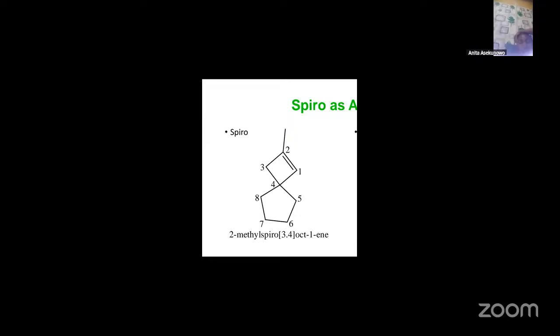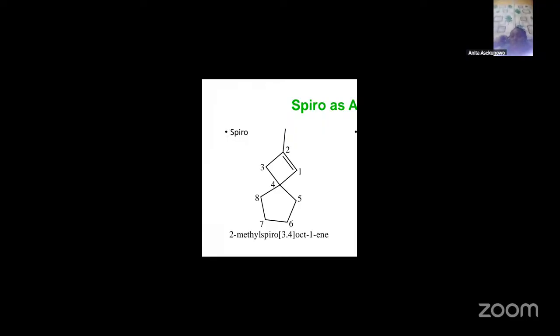Now, carbon number 2 is where we have our substituent methyl, and the double bond is on carbon number 1, and the total number of carbons is 8, making it oct. And the bridge that connects the first ring with the second ring is 3 and 4. So that's why we have 2-methylspiro[3.4]oct-1-ene.